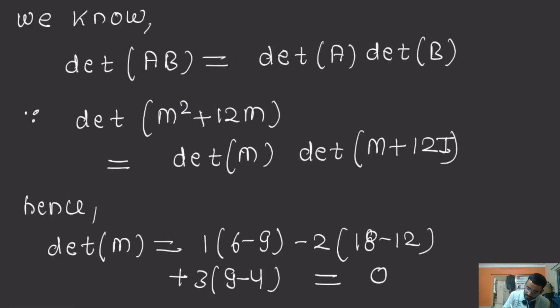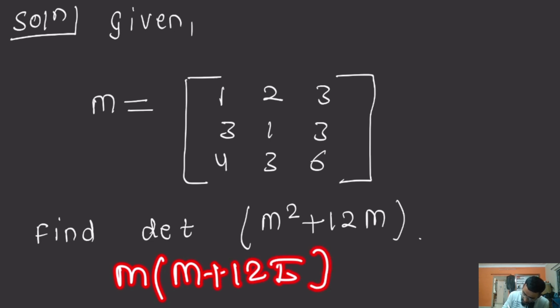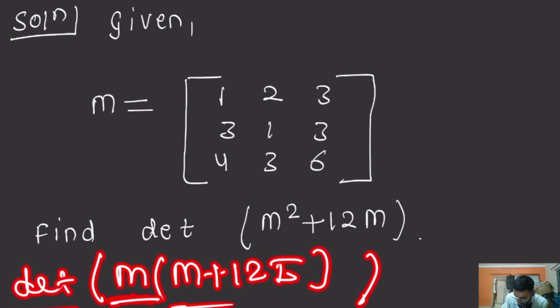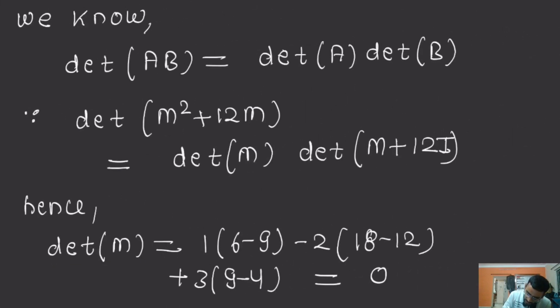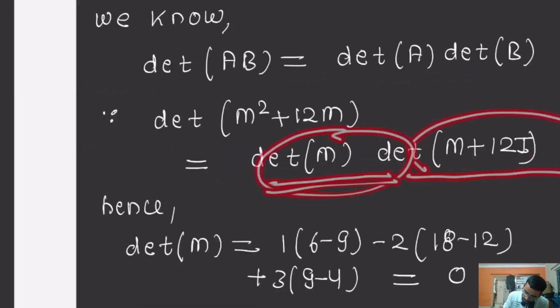So now this can be factorized as M into (M plus 12I). Okay, this is done. Now what we need to find is the determinant of M into (M plus 12I). So this is in the form of determinant of A into B. And we know that the determinant of A into B can also be written as determinant of A into determinant of B. So we can write the determinant of M square plus 12M as determinant of M into determinant of (M plus 12I).